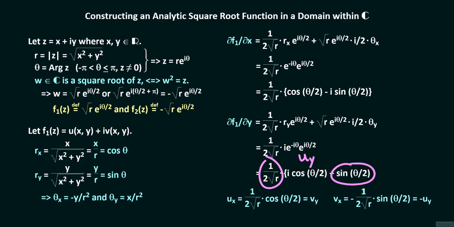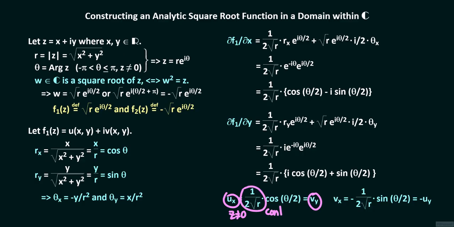We now determine if the partial derivatives of u and v are continuous. Let's start with u sub x and v sub y. Since z is non-zero, r and the square root of r are both positive, and 1 over 2 times the square root of r is a continuous function in x and y. Since we are excluding 0 and the negative real numbers, theta, or the principal argument of z, and theta over 2 are continuous functions of x and y within the domain of f sub 1. Therefore, cosine of theta over 2, being the composition of two continuous functions, namely cosine and theta over 2, is continuous within the domain of f sub 1.